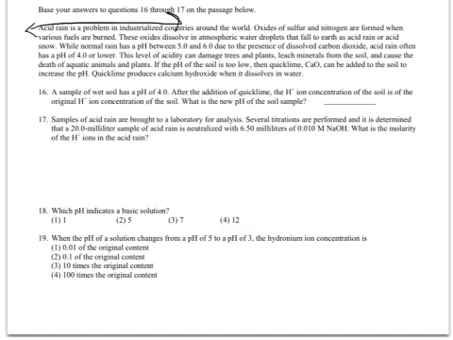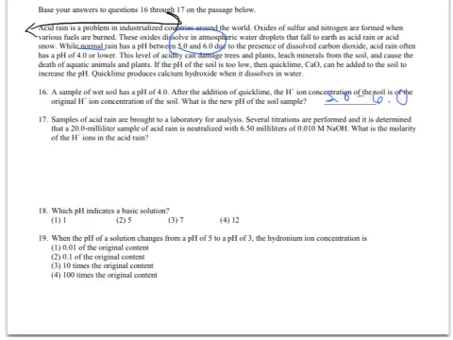The next question is simply a reading comprehension question. And here we can see that normal rain has a pH between 5 and 6. So after we add quicklime, the hydrogen ion concentration should be some value between 5 and 6.